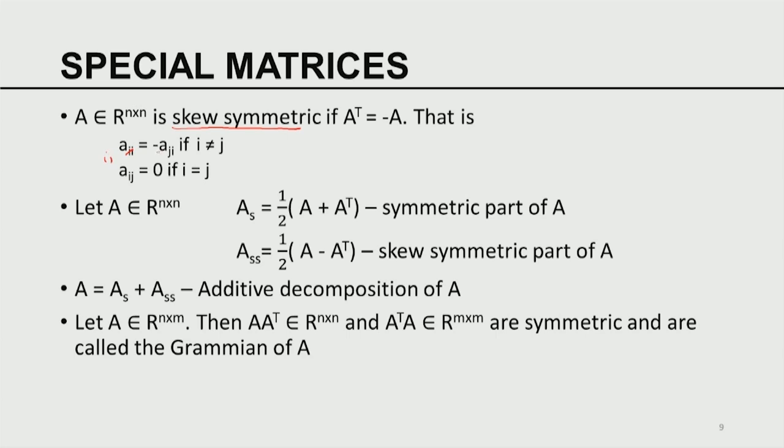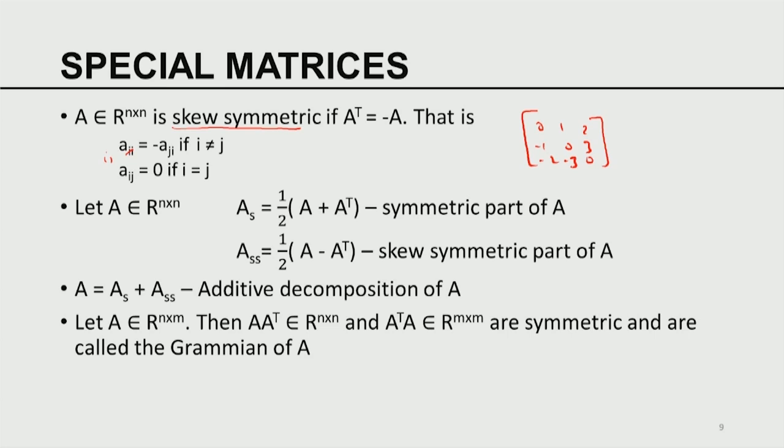A_ij must be equal to minus A_ji, and A_ii is equal to 0 if i is equal to j. So the diagonal elements of a skew symmetric matrix are 0. What is an example of a skew symmetric matrix? 0, 1, minus 1, 0, 2, minus 2, 3, minus 3. That's an example of a skew symmetric matrix. The diagonal elements are 0.